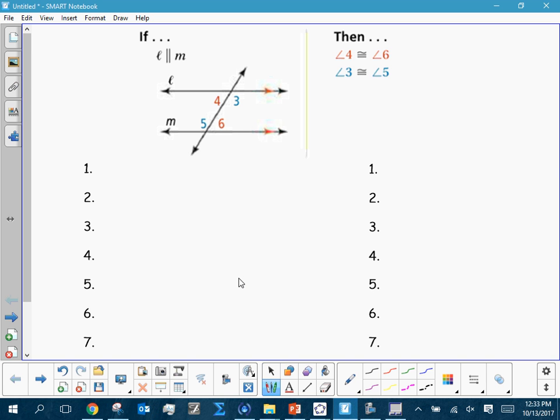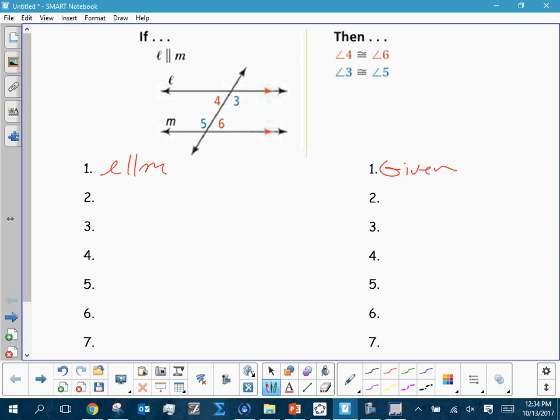So here's the proof. First thing, write your given. That's pretty straightforward: L parallel to M, and that's our given. Okay? Now when we approach this, we've talked about the relationships that we see with alternate interior, alternate exterior, corresponding, that kind of stuff.